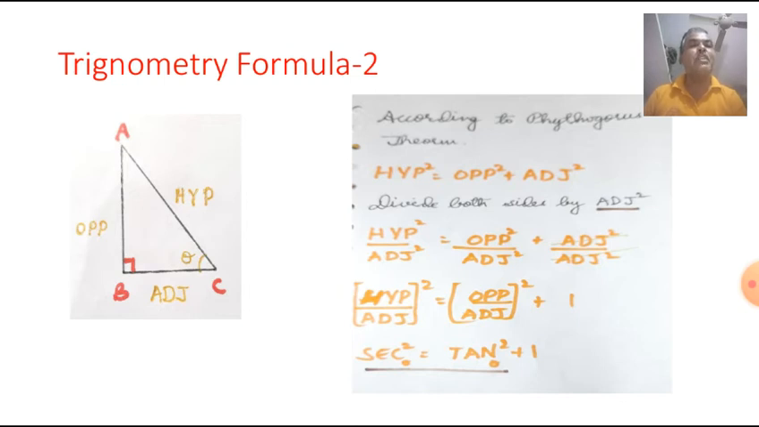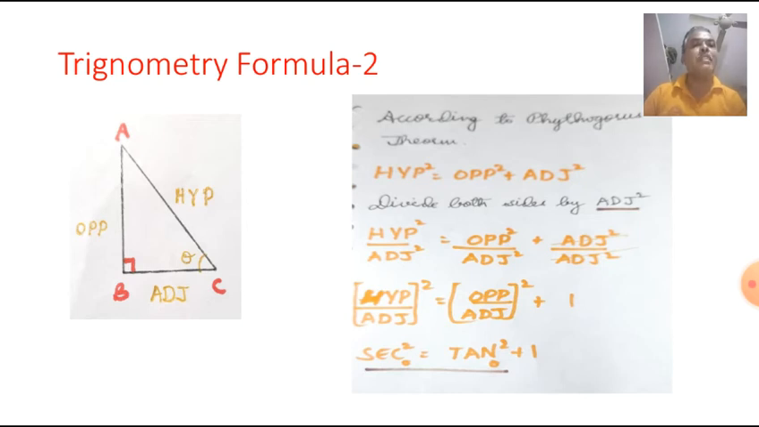I replaced it: secant, square is there, and opposite by adjacent is tan theta, square is there. I replaced it. We got tan square theta plus 1. We got secant square theta is equal to tan square theta plus 1.